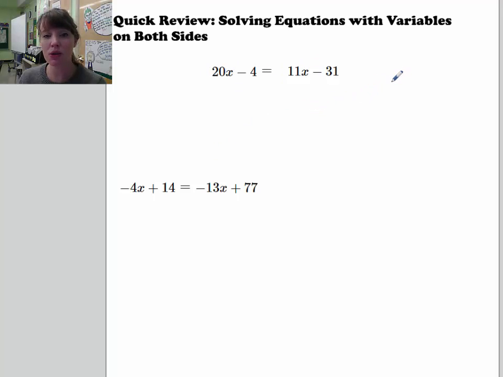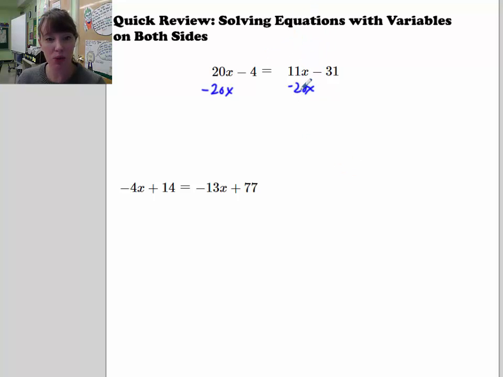So what we want to do is get all the terms with variables on one side and all the constants on the other side. That way I can just divide by the coefficient of the variable to isolate the variable. So here, there are two moves I can make. I can subtract 20x from both sides, because this is a positive 20x, or I could subtract 11x from both sides.